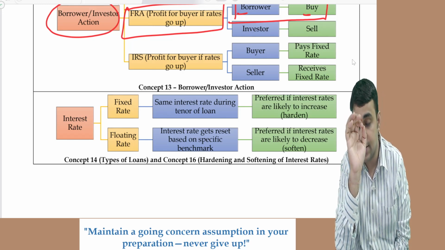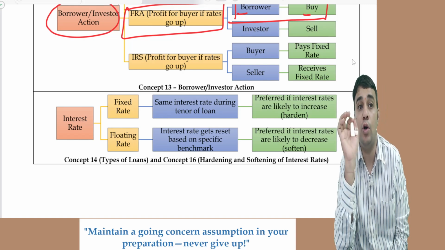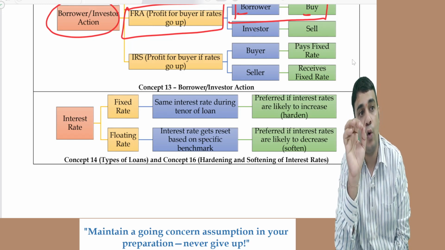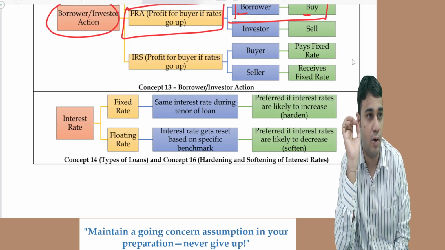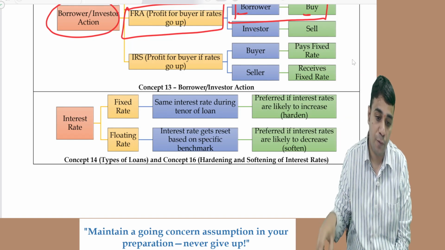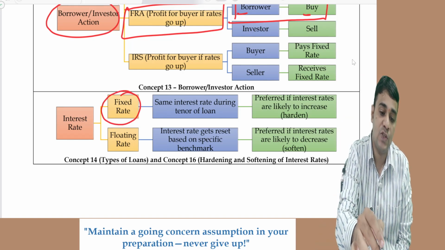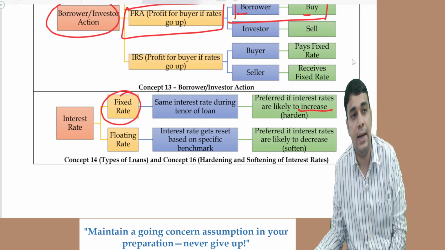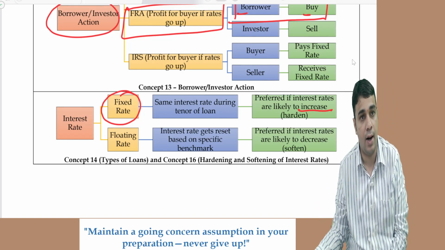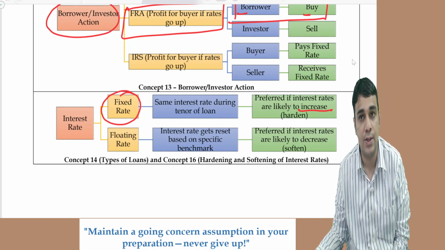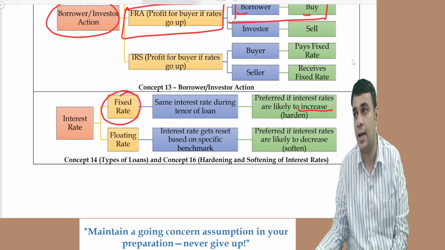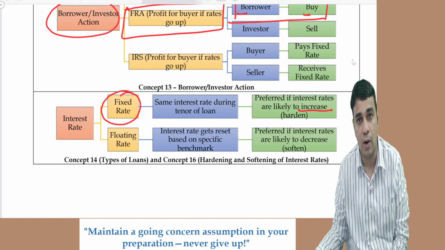And if interest rates are likely to go down, I want to pay the lower floating rate and not the higher fixed rate. So fixed rate is preferred if interest rates are likely to increase. Technical name is hardening of interest rate. Hardening means interest rates are likely to go up, and softening of interest rate means interest rates are likely to go down.